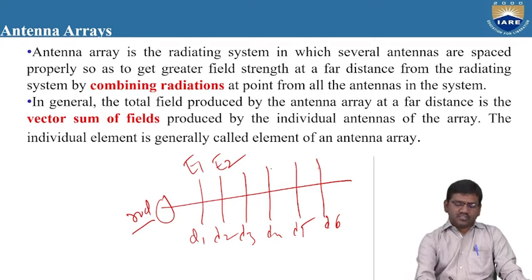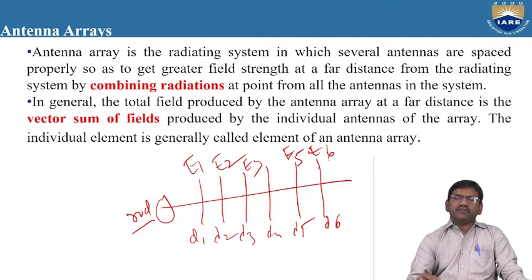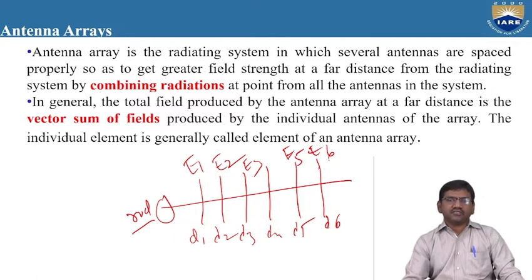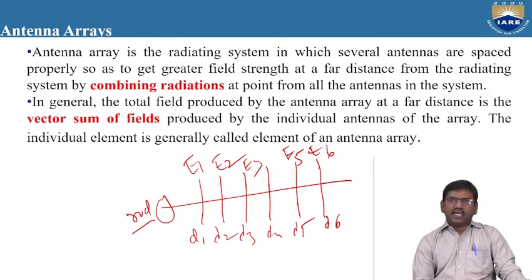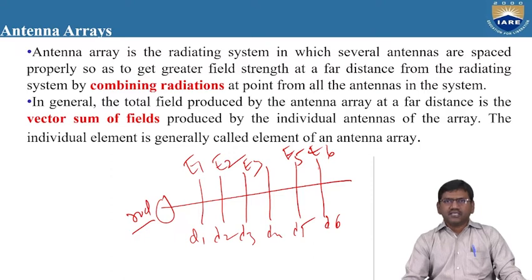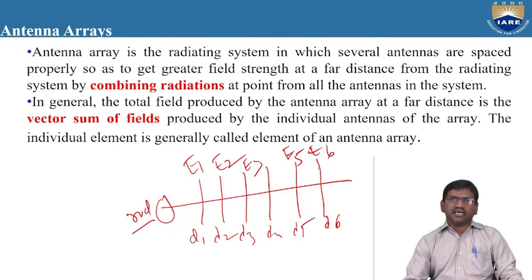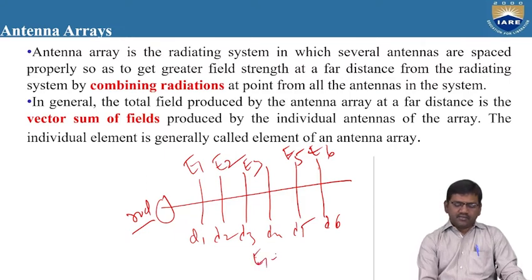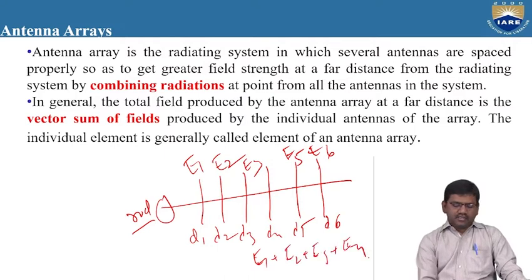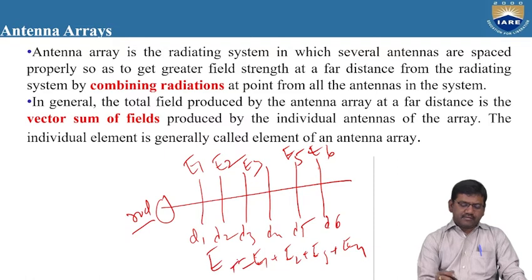The field strength produced by the D3 will be E3. So like this, each of the elements in an array will produce some amount of field strength at some far distance. Now what is the total field strength produced by this antenna array? It is nothing but the vector sum of all the field strengths produced by all the elements of the array. That means E1 plus E2 plus E3 plus E4. It is nothing but the total field strength ET.